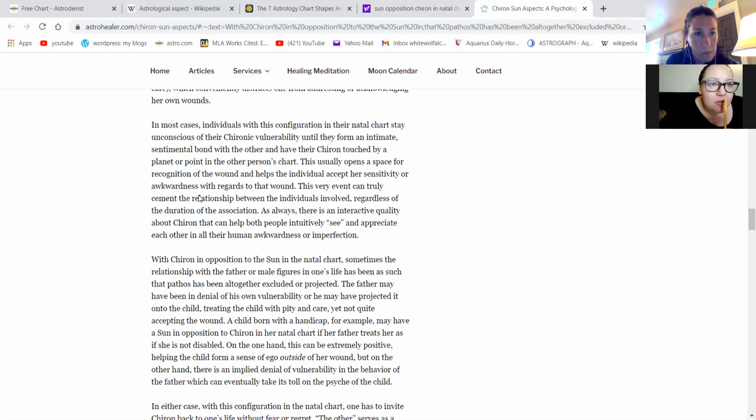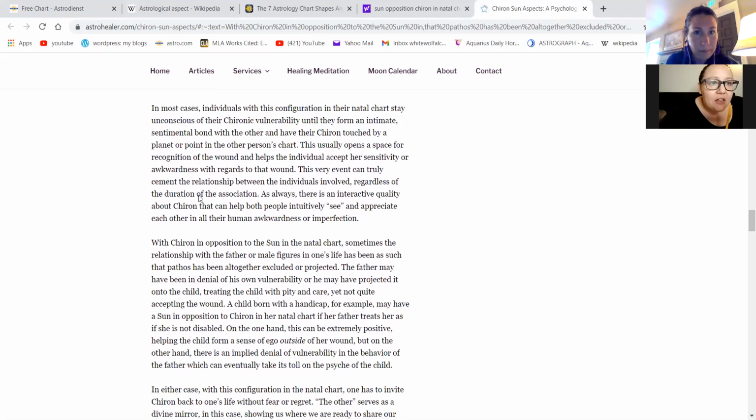In most cases, individuals with this configuration in their natal chart stay unconscious of their chronic vulnerability until they form an intimate sentimental bond with the other and have their Chiron touched by a planet or point in the other person's chart. This usually opens a space for recognition of the wound and helps the individual accept sensitivity or awkwardness with regard to that wound. This very event can truly cement the relationship between the individuals involved. Regardless of the duration of the association, as always, there is an interactive quality about Chiron that can help both people intuitively see and appreciate each other in all their human awkwardness or imperfection.